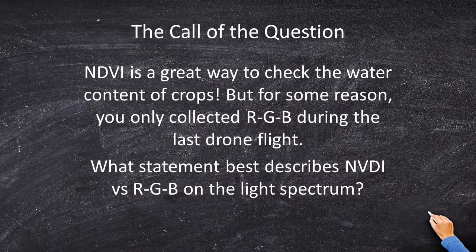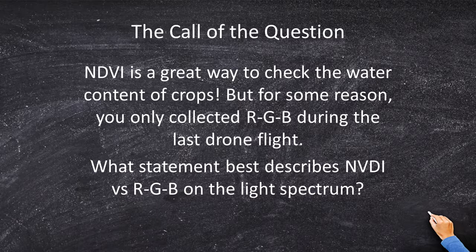The call of the question says, NDVI is a great way to check water content for crops. And NDVI is a type of color spectrum. It's like red, green, and blue, but not really. But for some reason, you only collected RGB, red, green, and blue during your last drone flight. Mistake. What statement best describes NDVI versus RGB on the light spectrum?